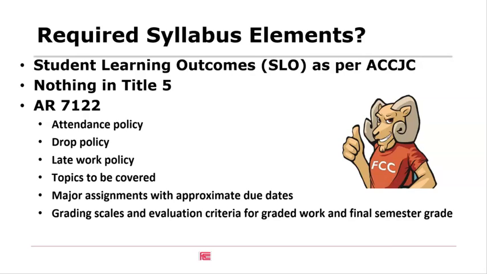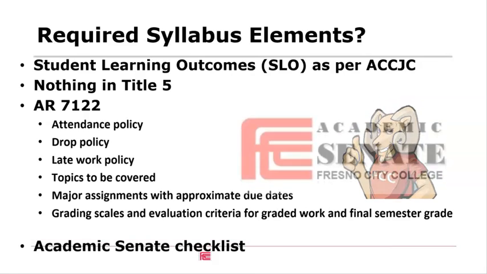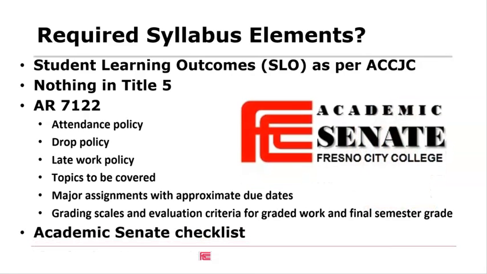final semester grades. In order to provide more guidance and consistency, the Academic Senate approved a checklist, which includes a list of elements that the faculty deemed required, as well as some recommended elements. You can get this list from your dean or directly from the Academic Senate office. The equity-minded syllabus components described in this video are recommended by the Academic Senate.